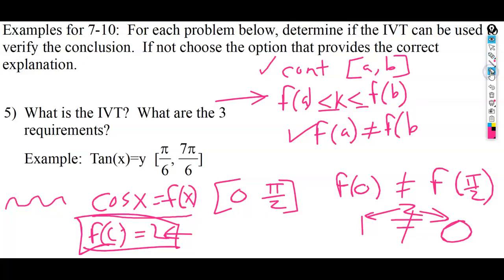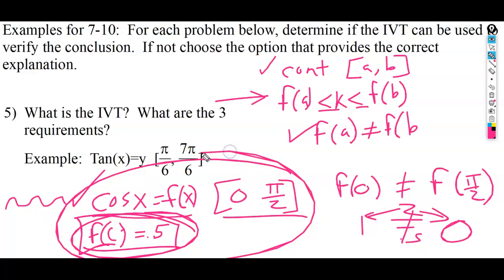So just to make a slight little change to this, to make it actually work, if I change this to 0.5, okay, now yes, it's continuous. No, the endpoints don't produce equal outcomes. And now for this one, 0.5 is between 0 and 1. So this is an example of where the IVT exists.